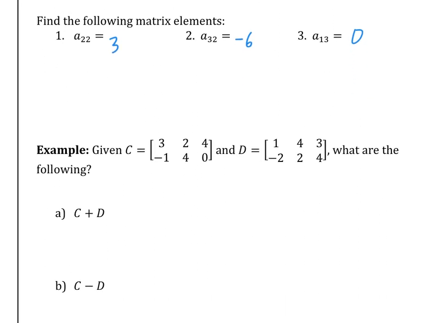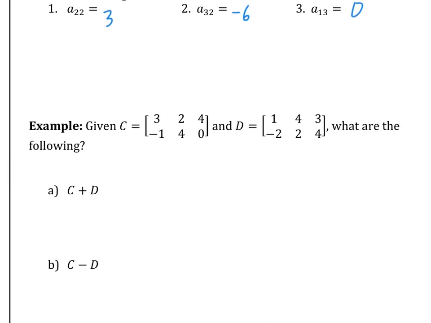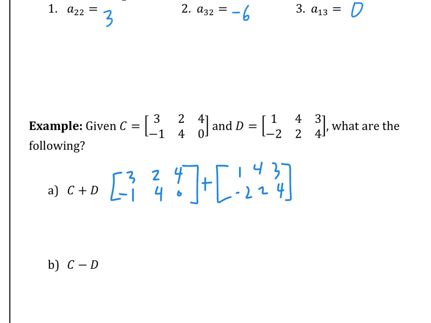All right, so given the following, C and D, if you perform the operation, what would you get? Now, if you watched the video, it should be very easy. So C is 3, 2, 4, negative 1, 4, 0. D is 1, 4, 3, negative 2, 2, 4. And when we add C and D together, we just add the corresponding elements together. So for example, C plus D, in a11, this would be 4. And then the next element would be 2 plus 4, which is 6, and so on. So this should be very easy, just simple addition.